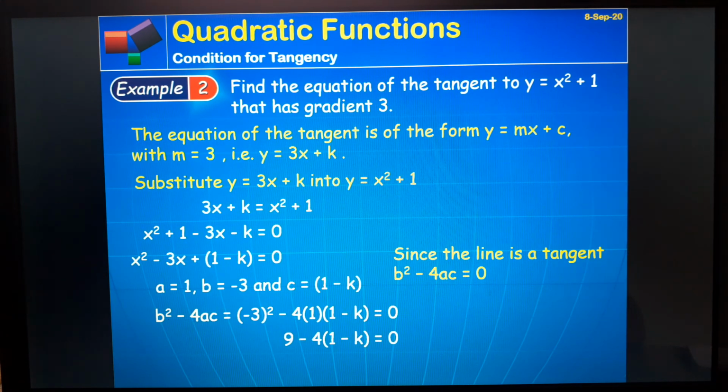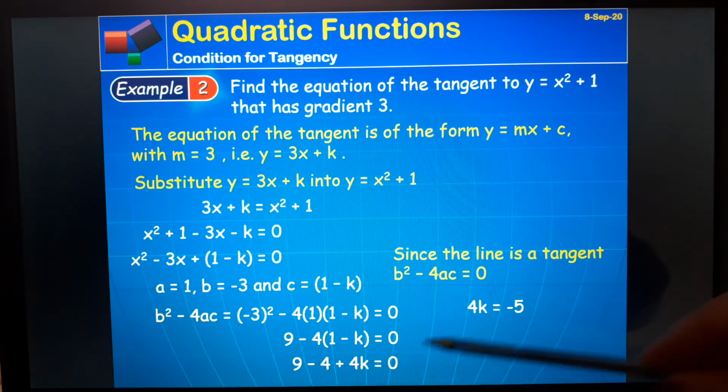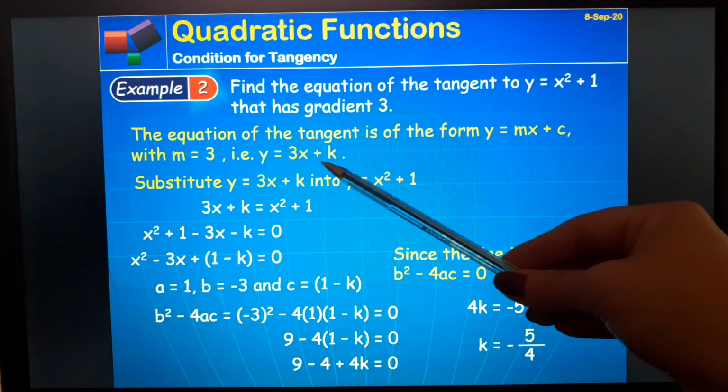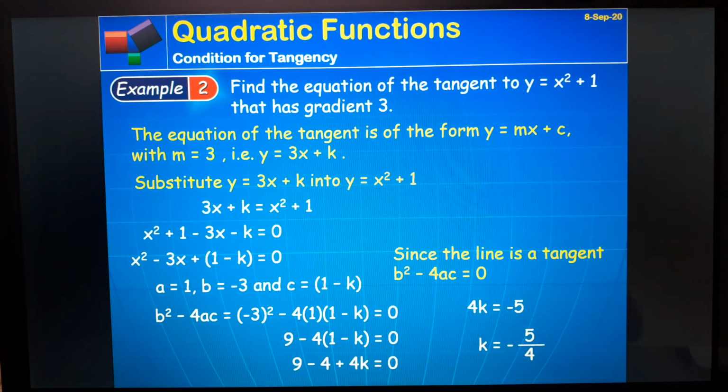Okay, now we tidy all that up. So that leaves us with 4k equals, so that was a 5 on the left there, and we bring it over and make it a negative 5. So the value of k is negative 5 over 4. So that means that's what the end part of the equation of the line is, negative 5 over 4.